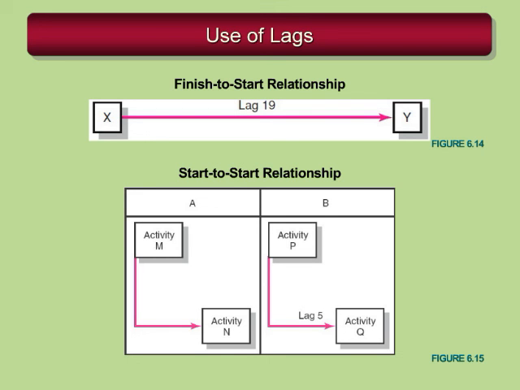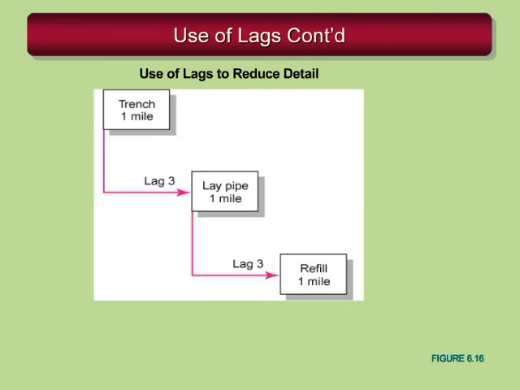They can exist in the case of the first example, a finish-to-start lag. Maybe we are going to wait and start an activity after a while, after another activity's been started, in a start-to-start relationship. Going back to our example of the trenching, maybe we'll lag 3 days between the trenching before we start laying the pipe, and then we'll lag 3 more days before we start refilling it. So again, that's a start-to-start relationship.